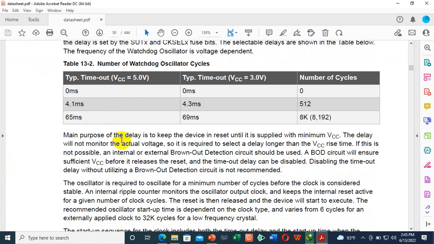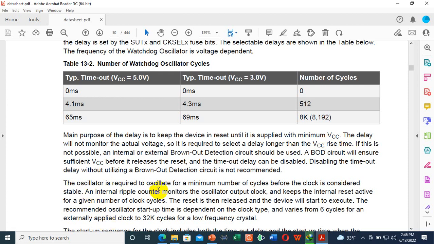The main purpose of the delay is to keep the device in reset until it is supplied with minimum VCC. The delay will not monitor the actual voltage, so it is required to select a delay longer than the VCC rise time.